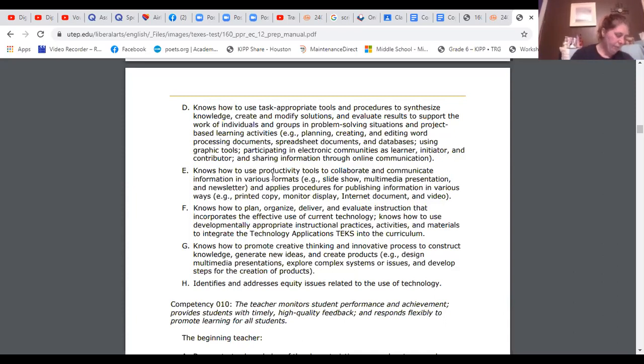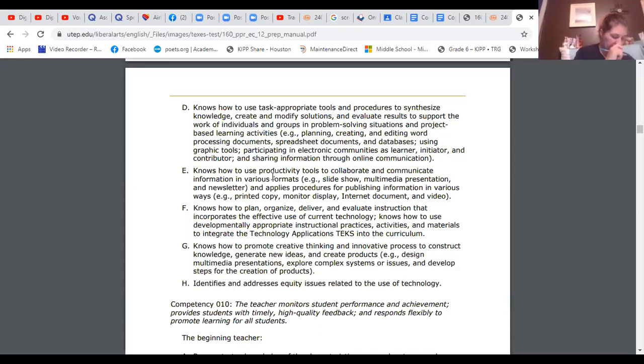What are those various ways? Printed copy, monitor display, internet document, and video. All this information that's just in looking at the competency. Knows how to plan, organize, deliver, and evaluate instruction that incorporates the effective use of current technology. You know how to use developmentally appropriate instructional practices, activities, and materials to integrate technology application techniques into the curriculum.